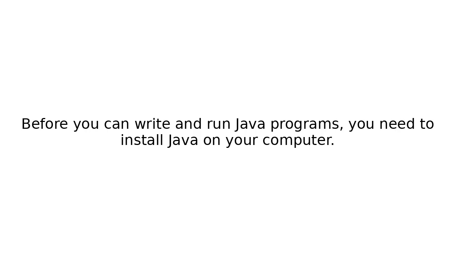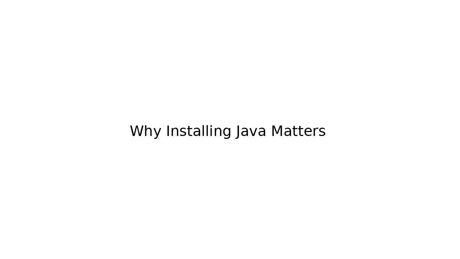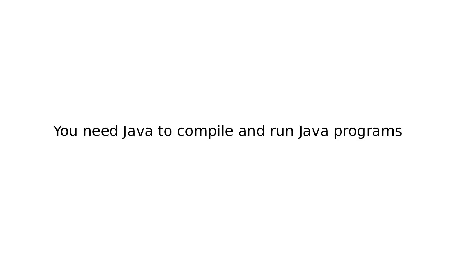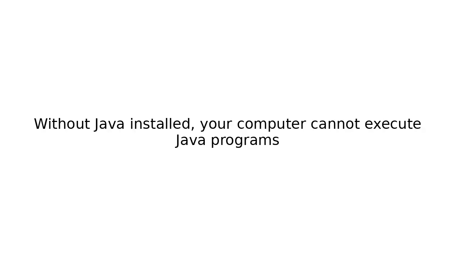In simple words, Java installation equals setting up Java so your computer can run Java programs. Why installing Java matters? You need Java to compile and run Java programs. Installing Java gives you JDK, Java Development Kit, and JRE, Java Runtime Environment. Without Java installed, your computer cannot execute Java programs.